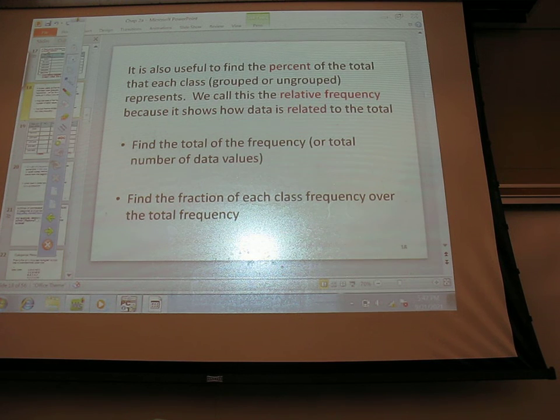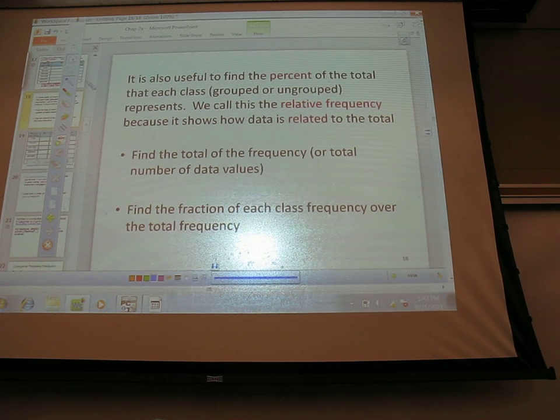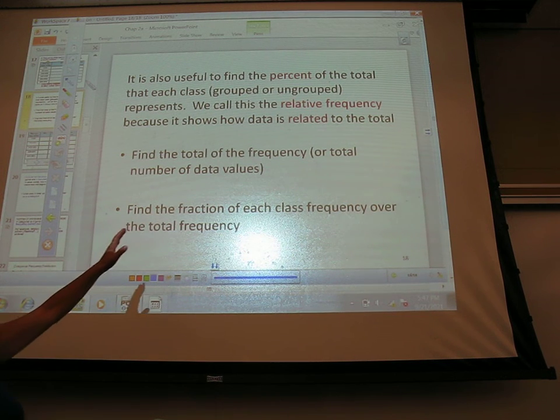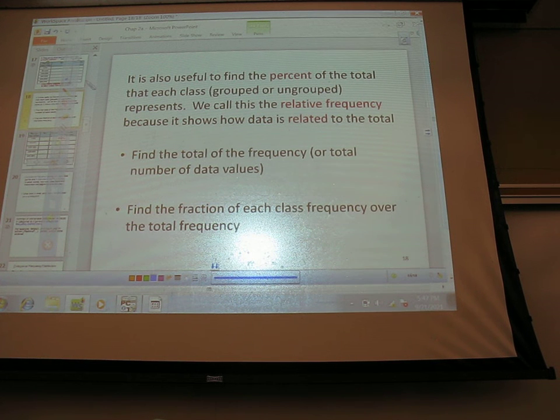All right. So let's talk about a couple other things. It's also useful to find the percent of the total that each class represents. We call this the relative frequency because it shows how the data is related to the whole. So I kind of think of relative frequency like ratio, relative. It's the percentage that's in each class.